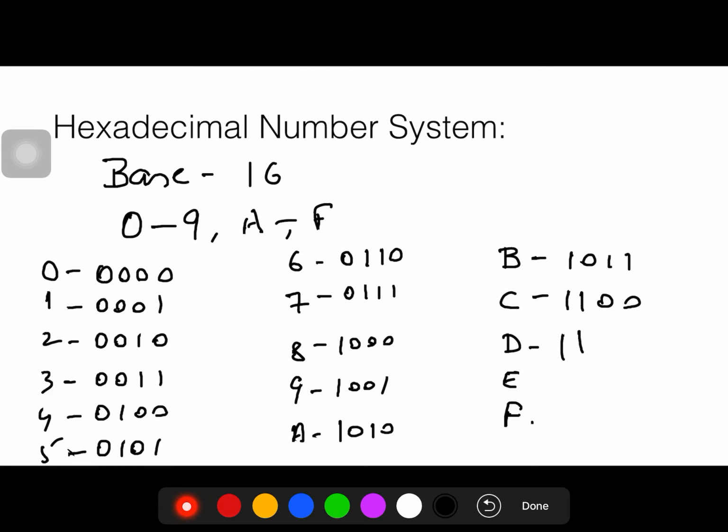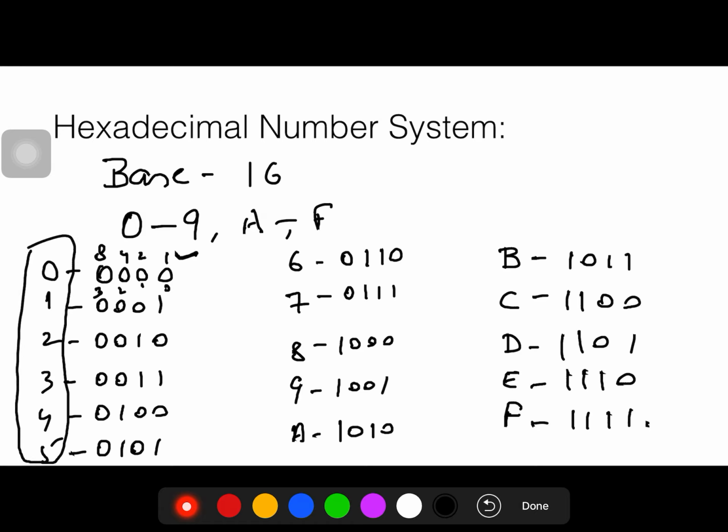This is 10, 11, 12. How to write 12? 13. This is 14. This is 15. How am I calculating? I am adding this to 81. This is the place value. 2481 means there is 0, 1, 2 and 3. 8421. I am adding these in order to obtain these numbers.